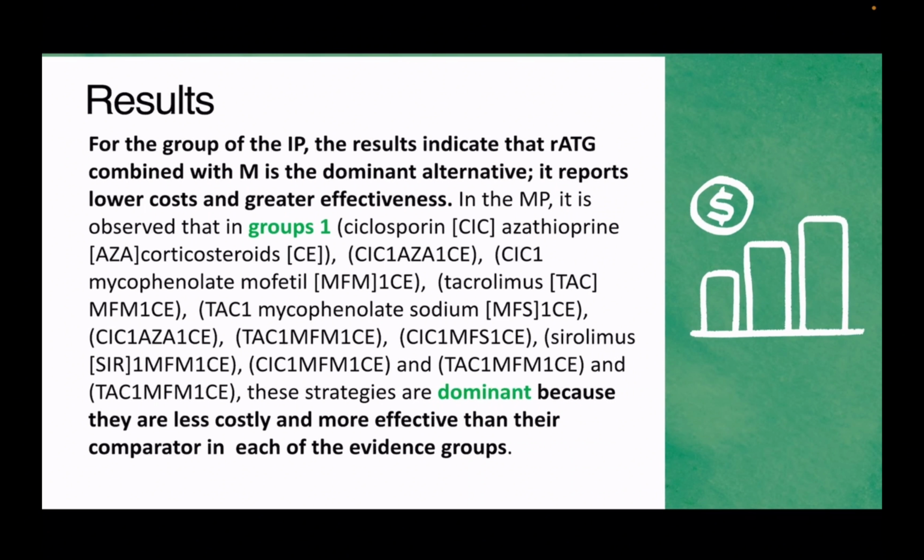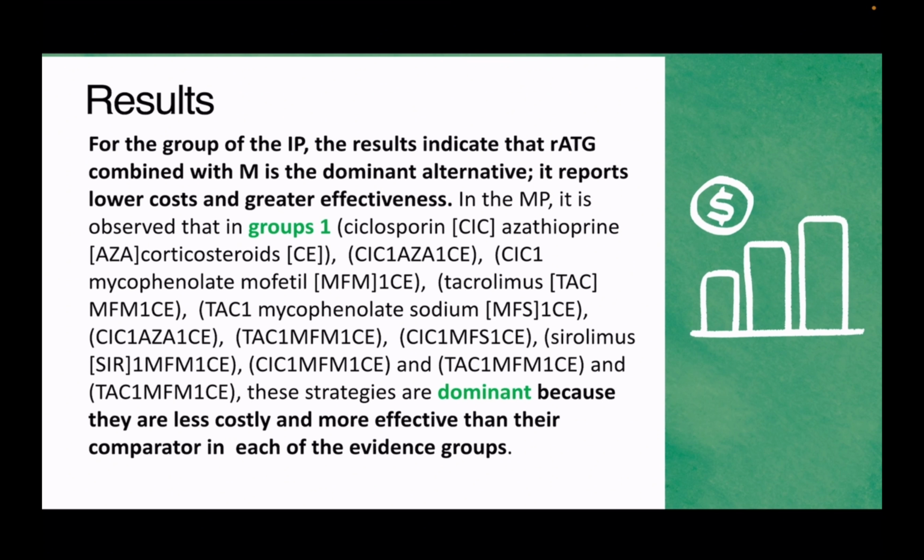Now we will talk about results for the group of the induction phase. The results indicate that rabbit anti-thymocyte globulin combined with MMF is the dominant alternative. It reports lower cost and greater effectiveness.